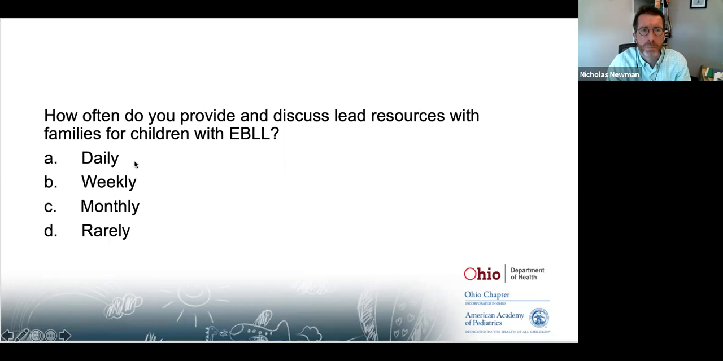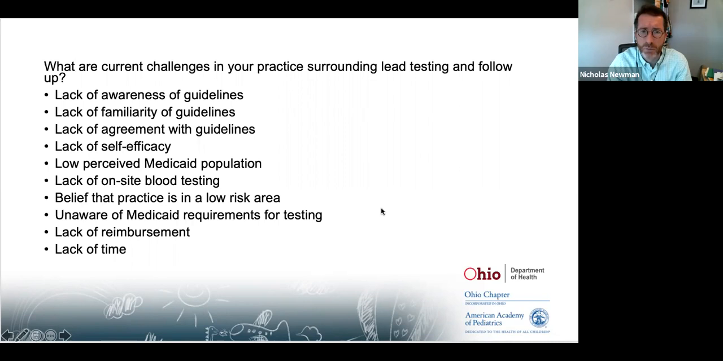And then the next, just to talk about barriers, like what do you think is a challenge to you to carry this out? And you can select as many as are applicable for you.